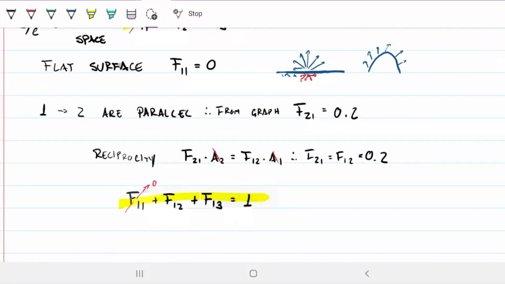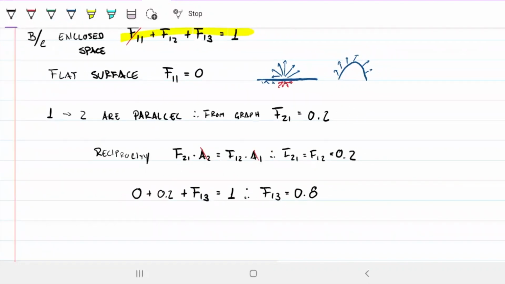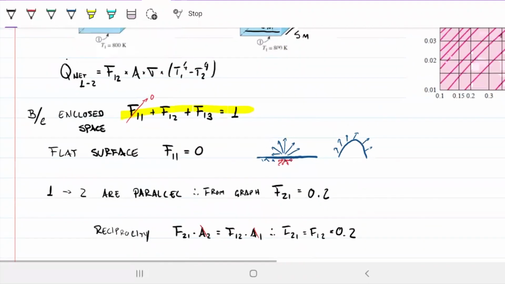Because we know that this first fella here is nil, and this second fella here is 0.2, which means that this fella here is 0.8. Okay, so what are we saying? And this is very intuitive once we understand what this is saying.